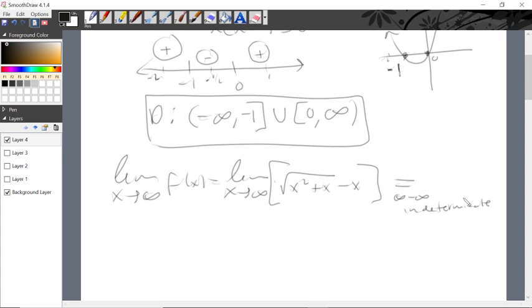We can approach this algebraically, and in other words, transform this into another indeterminate form. 0 over 0 comes to mind, or infinity over infinity.